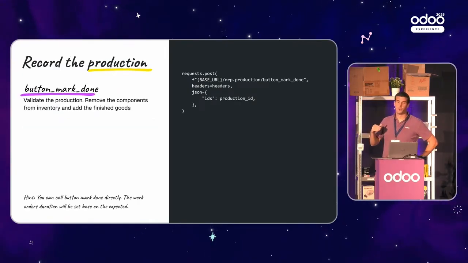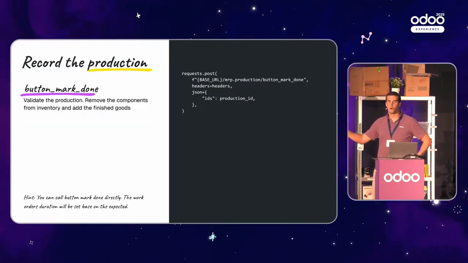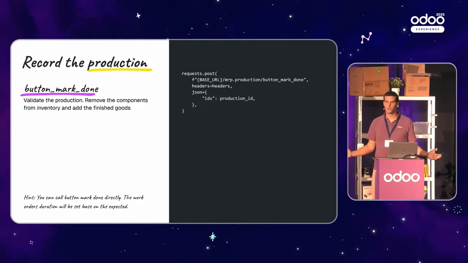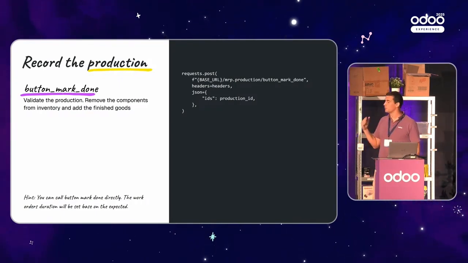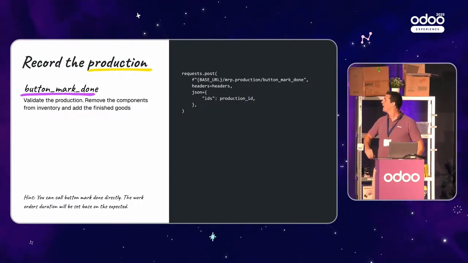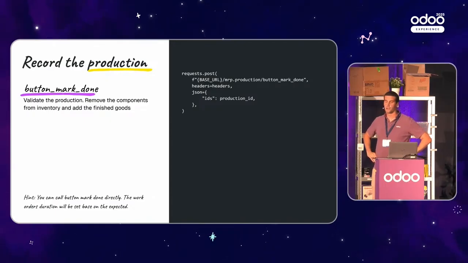And once I have done all my updates on my stock move or work order or anything, I can close the manufacturing order. And the same way as stock picking, I just call button mark done on my manufacturing order.